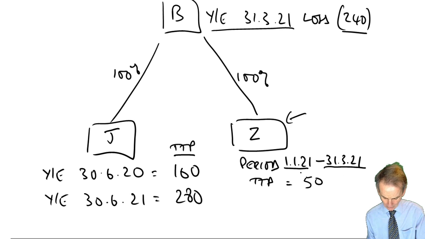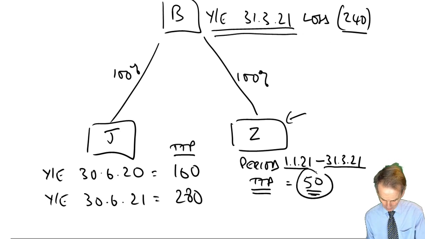All 3 months of that profit-making period, in which it made a profit of 50,000, fall within the year ended March 21. So all of that profit is eligible for group relief. So the limiting factor is then going to be potentially the amount of loss that is available. So that is a 3-month period.